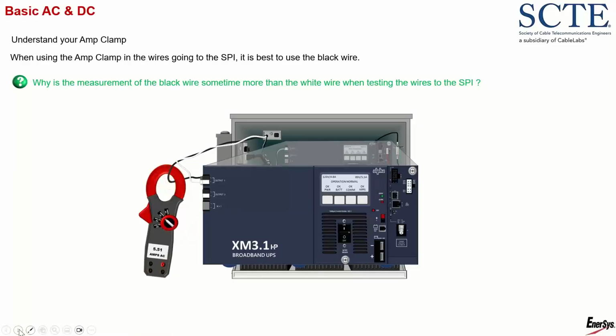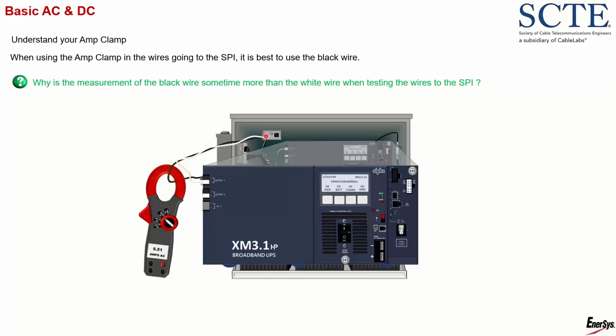So I can use my amp clamp to measure the amount of current that is being drawn from my power supply by putting it around the wires that come off of the alt box or the SPI that go to the power supply, correct? Some guys have done this and they notice that it's sometimes different between the white and the black. Now, normally, if everything is working exactly correct, and I put my clamp around the black wire, it says 5.15 amps in this case. The white wire should have the same amount. So why is sometimes the black different than the white?